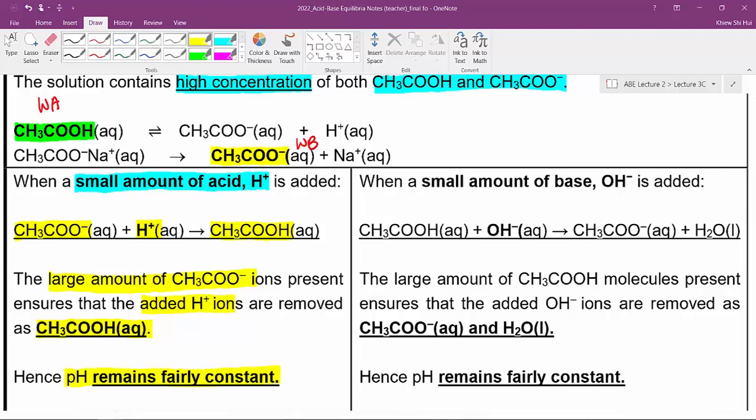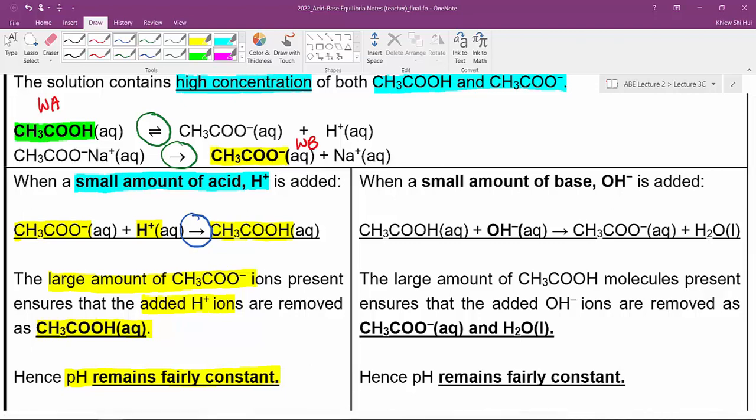Now do note the types of arrow over here. Again, the reversible arrow shows the partial dissociation of the weak acid. The full arrow shows the complete dissociation of the salt. This is also a full arrow because it shows the complete removal of the added H+ from the system.